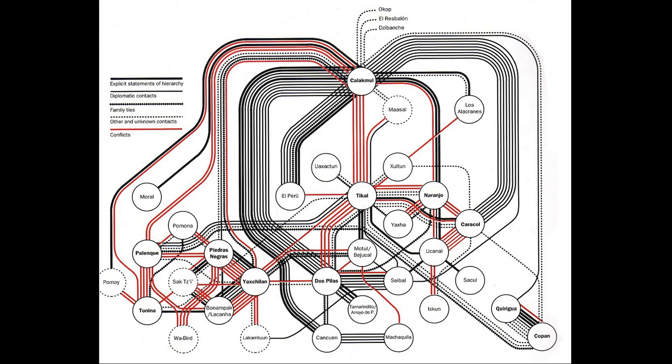how did this work? This just felt so counterintuitive to me when I first started studying the Maya. How is it that you can have so many different cities in constant war and conflict over centuries and have such an incredible artistic production and such a consistent building of monuments? And then it struck me. I've heard this story before.